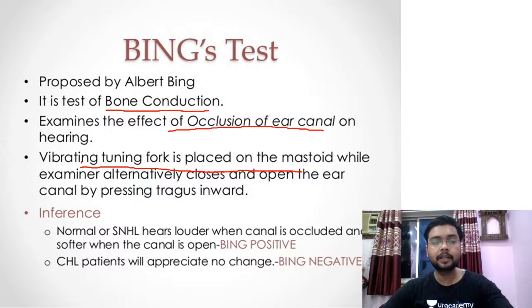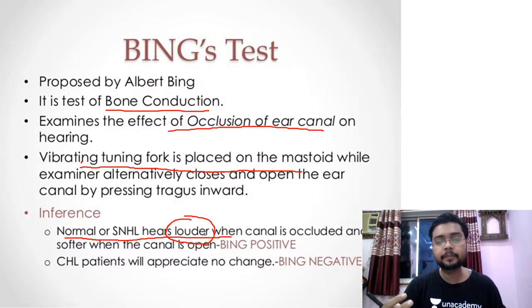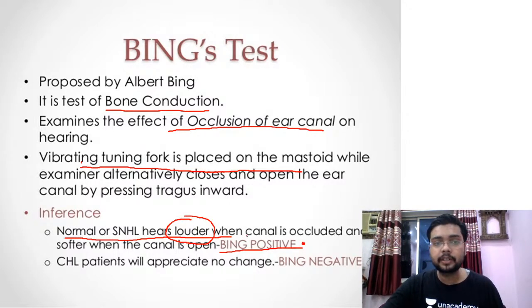So we are alternately closing and opening the external auditory canal, and seeing what results you get. In normal or sensorineural hearing loss, when your canal is occluded, you will hear a louder tuning fork. Why? Because in normal cases, what you are doing by occluding the ear canal is stopping the air conduction part. So it's obvious that in normal patients your bone conduction will be louder. Bone conduction will be more than air conduction. It will be louder than normal, because the interference of air conduction is stopped, and this is said to be Bing positive.